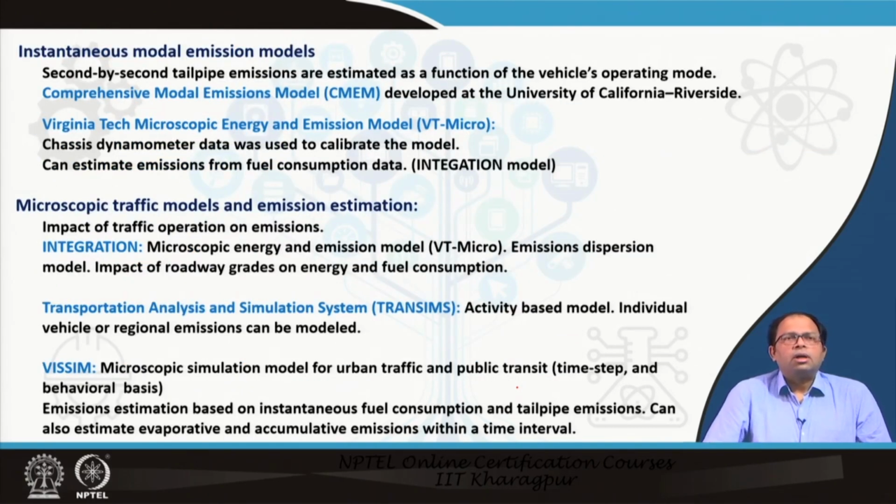So in addition to this kind of models, we also have something called the instantaneous modal emissions model, and also microscopic traffic models and emission estimation. These two are more related to detailed calculation of emissions from the tailpipes of vehicles. Instead of having a very overall estimate, it gives us second by second tailpipe emissions, estimated as a function of the vehicle's operating mode. Depending on how the vehicle is being operated, we can measure what emission is coming out, and we measure the operation of the vehicle, and accordingly we get the result.